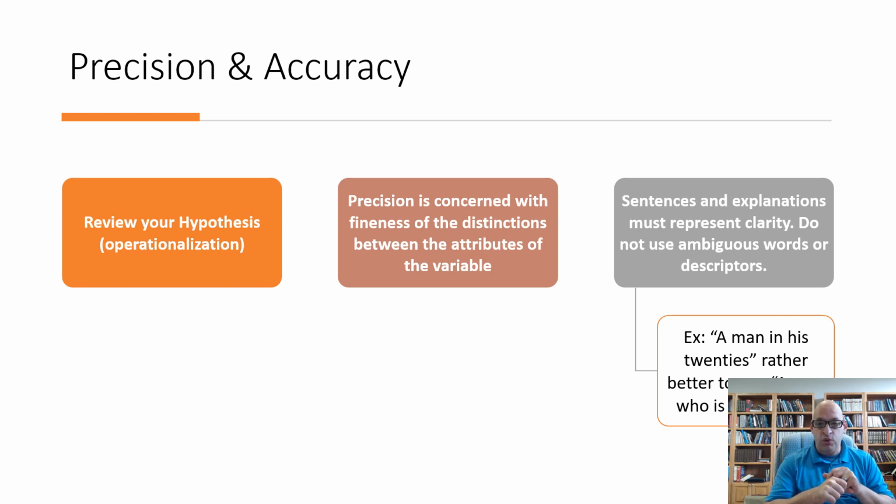You don't use ambiguous words or descriptors, but you arrive at the precision of what your population accurately resembles. So for example, instead of a man in his 20s, be very precise with the wording and say it this way: a man who is 21, or a man who is 23. So you're using precision in your words rather than just general statements, so that the reader doesn't still not know exactly what you're talking about or writing about.